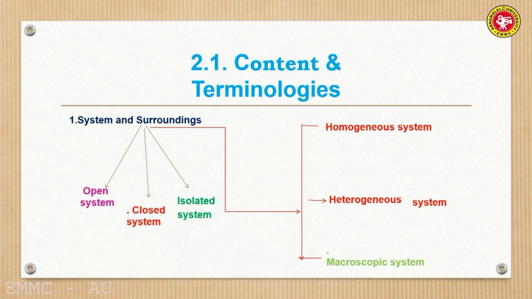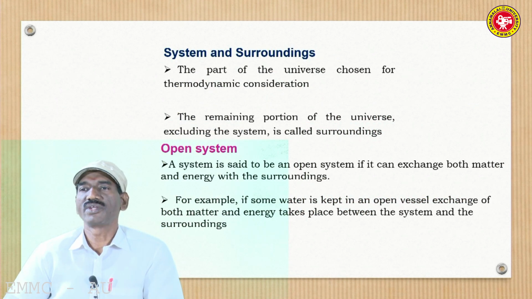thermodynamics. Actually, we are going to see first system and surrounding. If we are considering the system, we may consider open system, closed system, isolated system. After that, the subdivision of the system: generally homogeneous system, heterogeneous system, macroscopic system. Now we may discuss them individually. The system is the part of the universe chosen for thermodynamic consideration. The remaining portion of the universe excluding the system is called the surrounding.